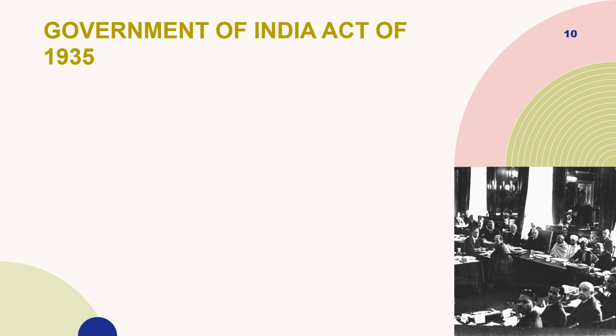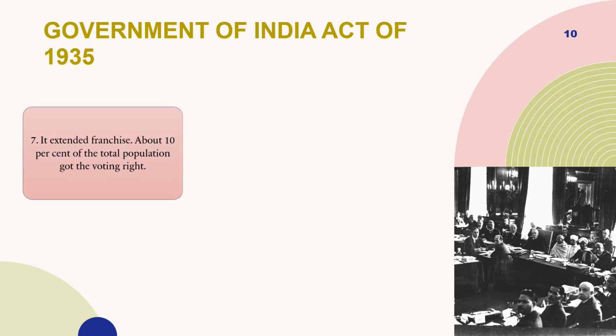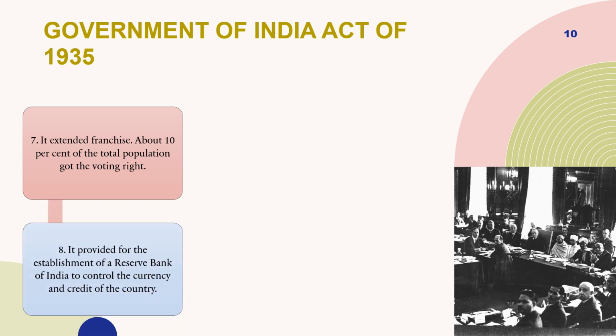Government of India Act of 1935 extended the franchise. About 10% of the total population got the voting right. It provided for the establishment of a Reserve Bank of India to control the currency and credit of the country.